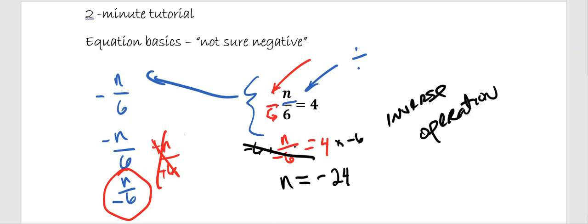So once again, when you have a one-step equation with the fraction showing the division with a negative sign in front of it, what we'll call the not sure negative, move that negative down to the number, rewrite the equation, and solve it from there with inverse operations. In 2 minutes or less, that is your lesson.